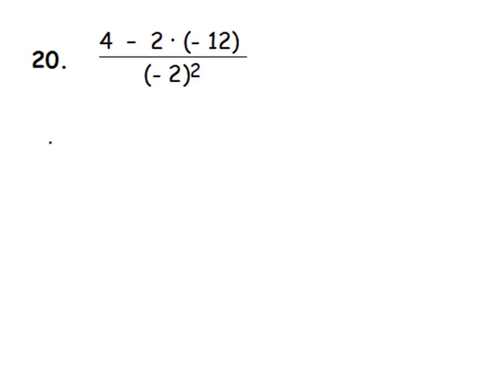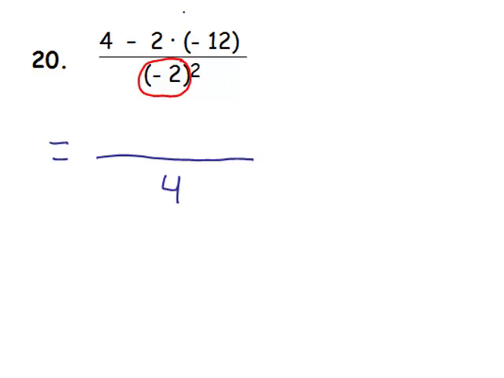In number 20, we have to use the order of operations. We have a division bar. We can do the denominator separate from the numerator. The denominator is negative 2 squared, which is 4. And I just want to point out that here the negative is included with the squaring, and that's why it's a positive 4. Different from what we saw in a previous exercise.